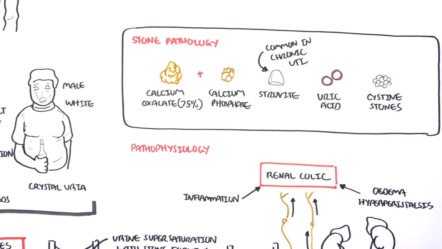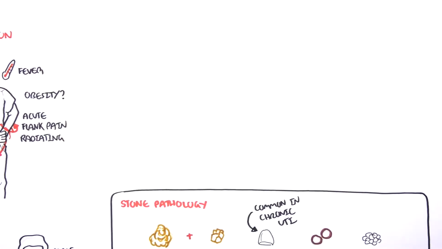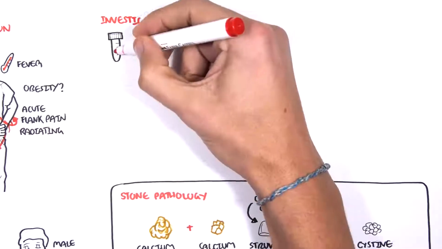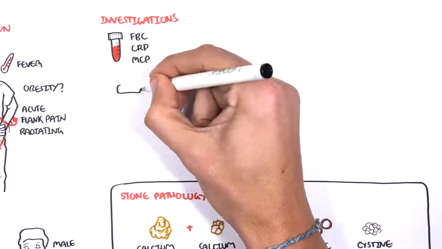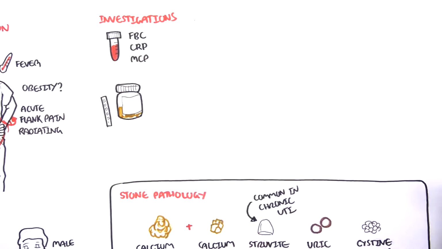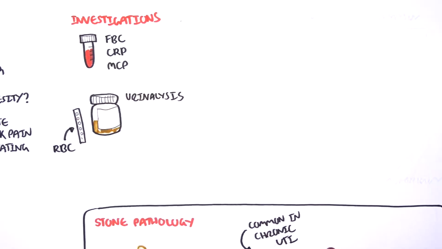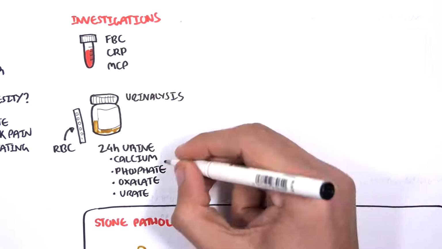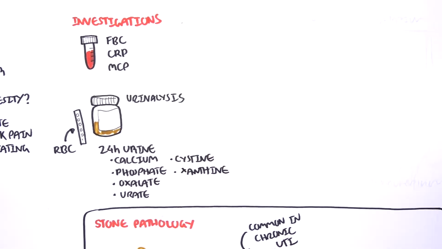Investigations for suspected renal calculi, renal stones, include a full blood count, CRP, magnesium, calcium and phosphate levels, urinalysis, which may show hematuria, and a 24-hour urine calcium level, phosphate level, oxalate, urate, cysteine, and xanthine levels. And this can show us what type of kidney stone it might be.